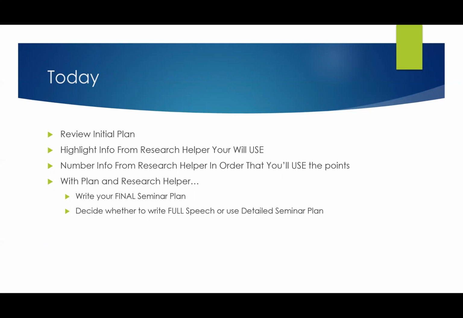So what I'd like you to do in this class is review your initial plan. Highlight the information from your research helper that you'll use. Number the information from your research helper in the order that you're going to use it. And then with the plan and the research helper, write your final seminar plan. Everyone needs to still do the plan, and then decide whether you're going to write your full speech or use a detailed seminar plan.